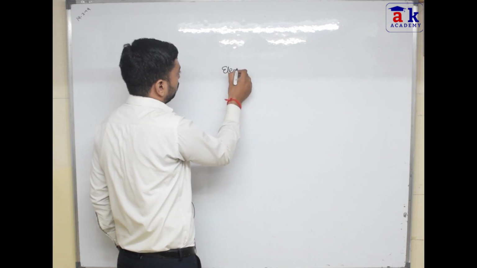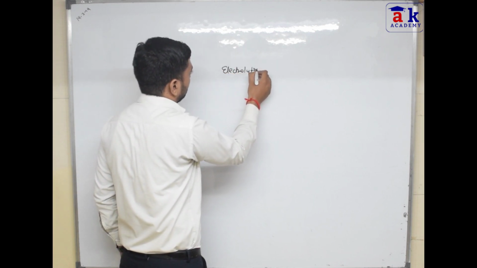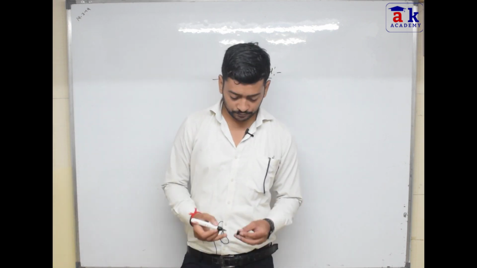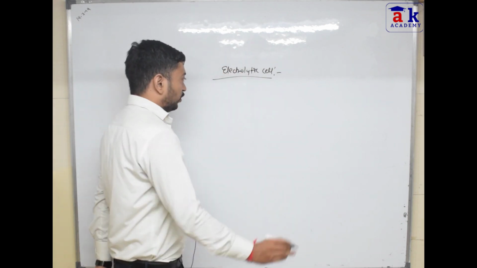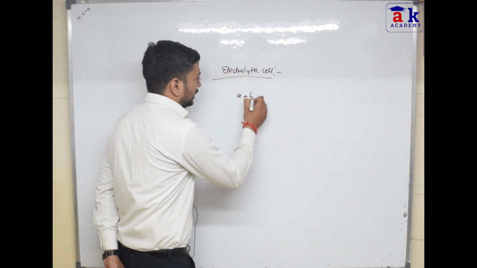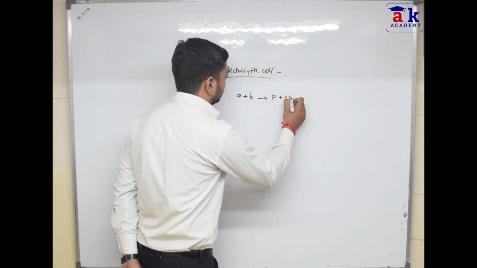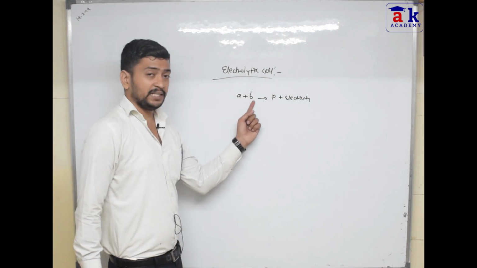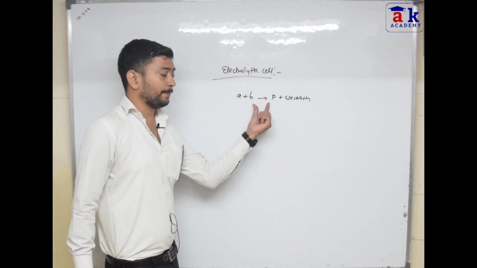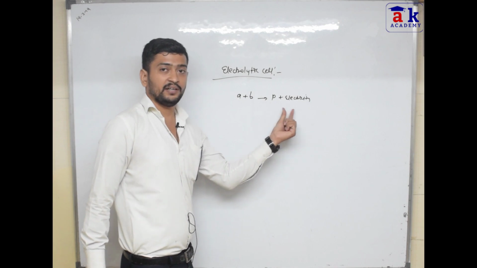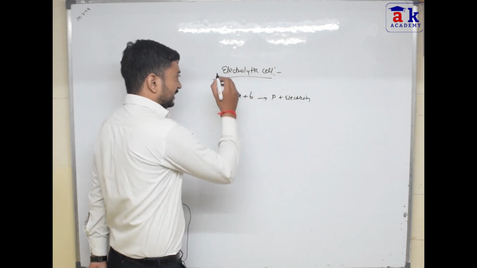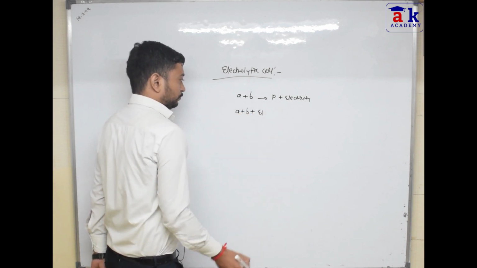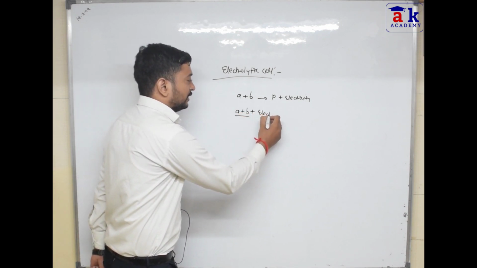So here we have the electrolytic cell. Now let's understand what happens in electrolytic cells. In the galvanic cell, we had what? In the galvanic cell, A plus B was giving you product plus electricity. Both the reactants were combining together and giving the product and the electricity. But in the case of the electrolytic cell, A plus B will react with each other in the presence of electricity.